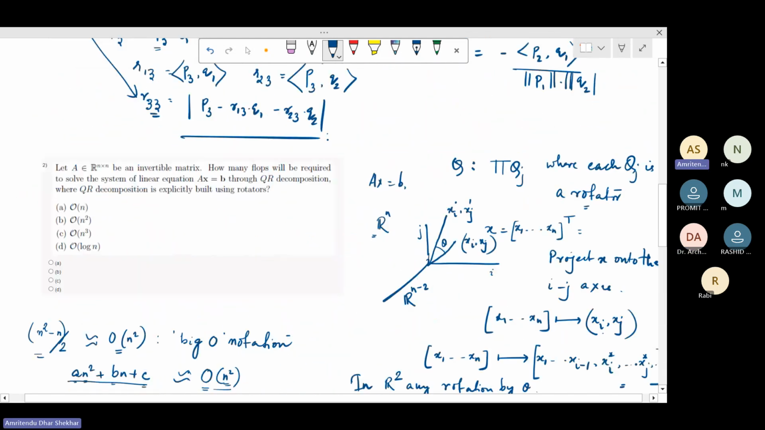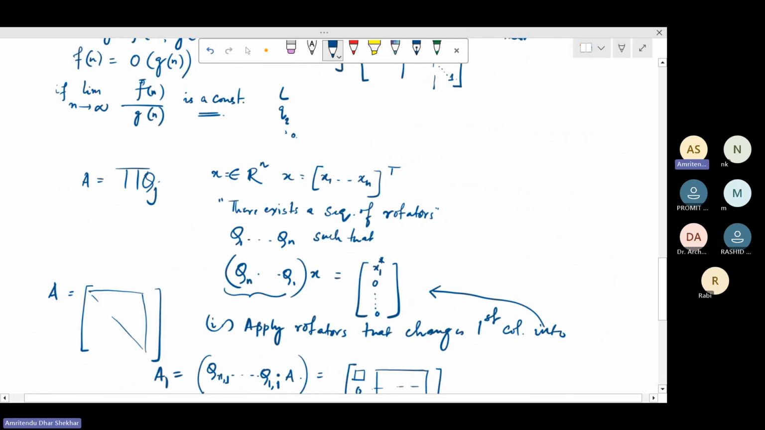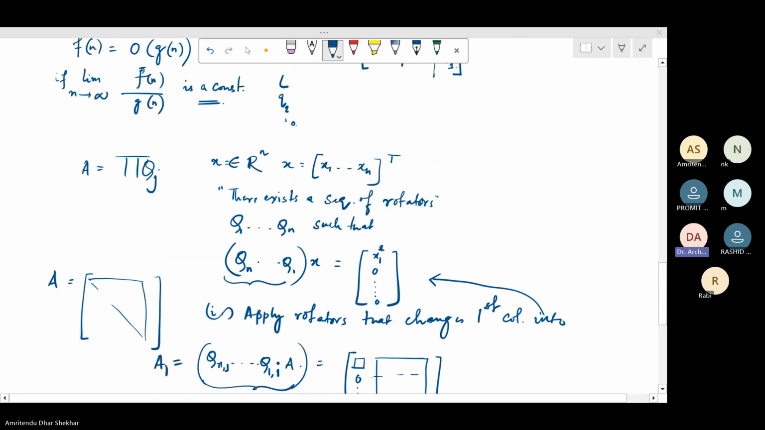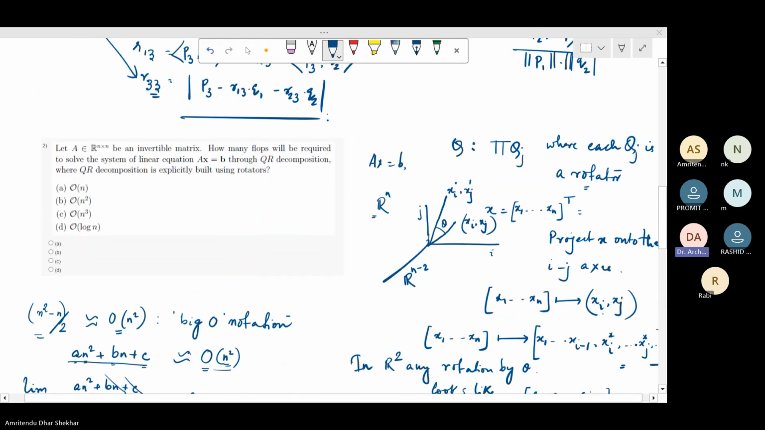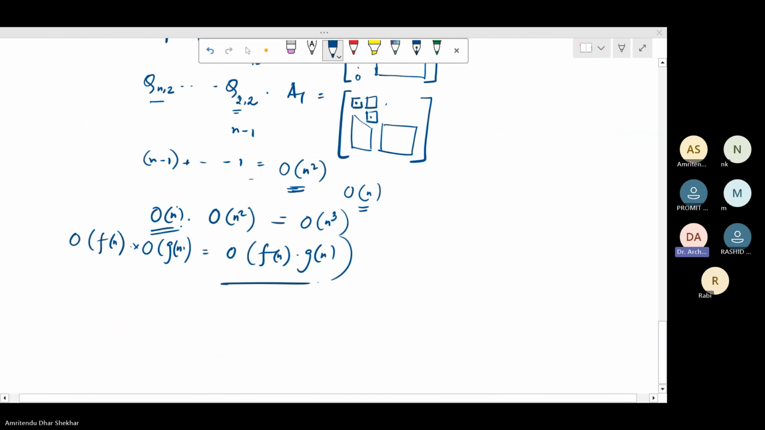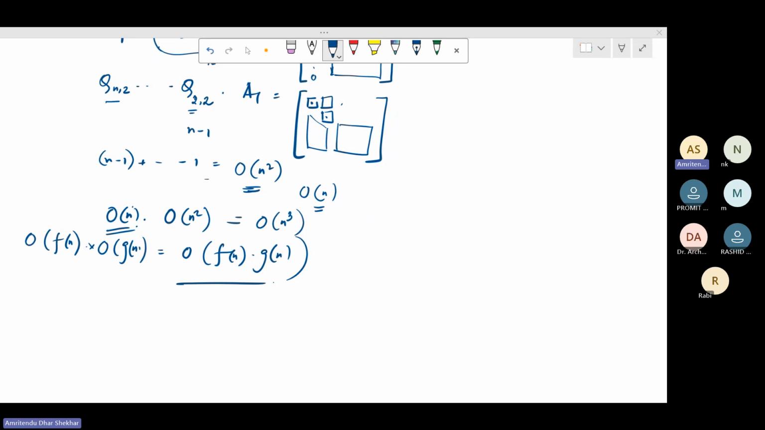Okay, so we know the answers now. Sir, this is the complexity for decomposing matrix A into QR. But in the question, I think he is asking the complexity to solve the equation AX equals B. So what will be the complexity for solving this equation?